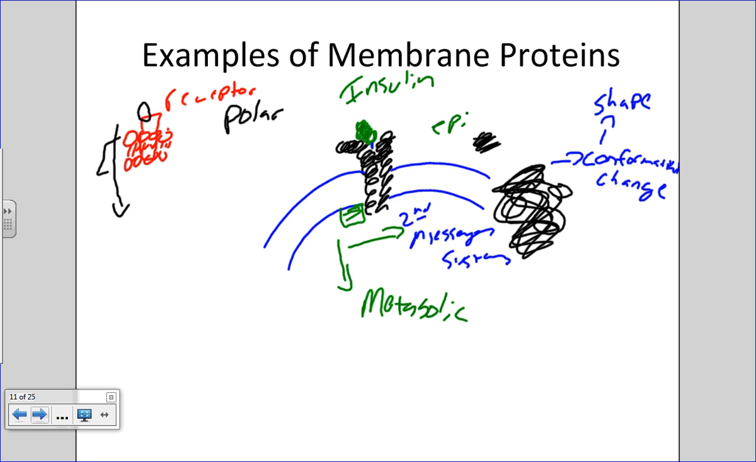Epinephrine will not bind to an insulin receptor, because remember, these receptors are proteins of certain chemistries and certain shapes. Only hormones of similar chemistries and the right shapes are going to interact with the receptors. So you're not going to see an insulin receptor interacting with epinephrine. You're not going to see thyroid hormone interacting with a glucagon receptor, and so on.